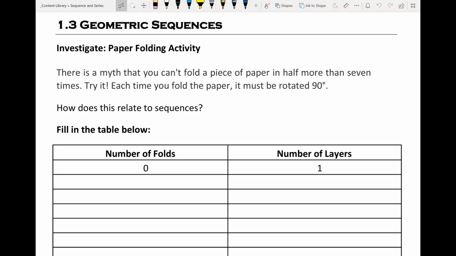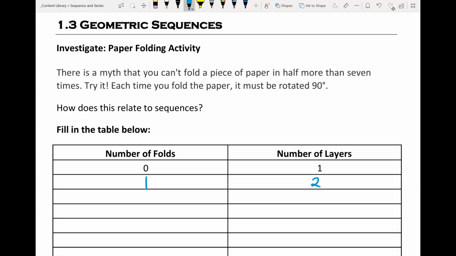And we're going to record this in the table below as the number of folds, and then the number of layers we have after each fold. Now, if we just take one piece of paper, we're just going to say there's one layer, which is your one piece of paper. Now, if we take that piece of paper and fold it in half right down the middle, that's one fold, and then you're going to see 2 layers, one on each side of the fold.